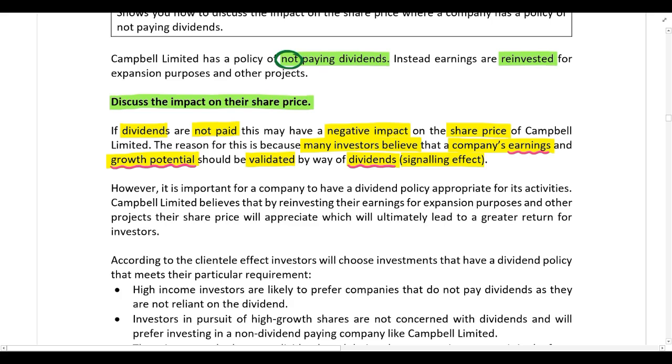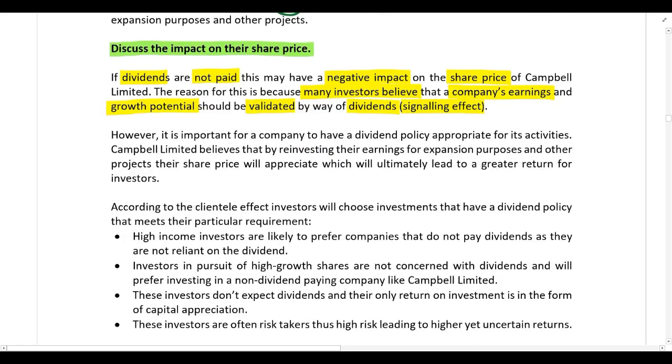If there's money available, surely you would pay a dividend. So that's what some investors believe, that if the company is not paying a dividend, then it could be that the company doesn't have earnings available for the dividend. It could be that the directors feel negative about the growth potential of the company, and that could then obviously have a negative impact on the share price. So that's the signaling effect. However, we also always need to consider shareholder preference and the clientele effect.